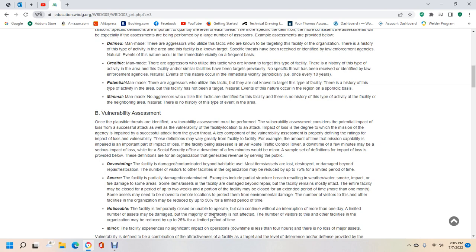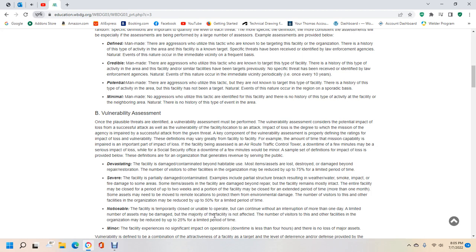Vulnerability assessment. For the plausible threats identified, you must perform the vulnerability assessment, considering the potential impact of the loss from a successful attack on the vulnerable facility: the degree to which the mission of the agency is impaired by a successful attack of the given threat. A key component of vulnerability assessment is a properly defined rating for the impact of loss.